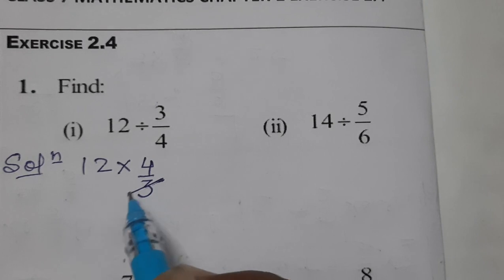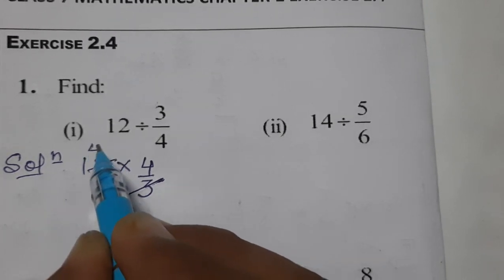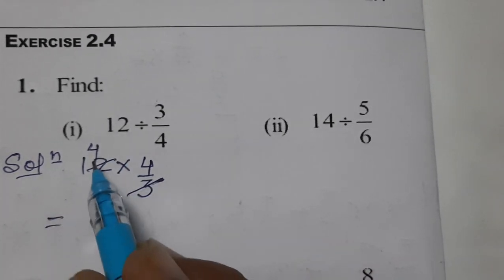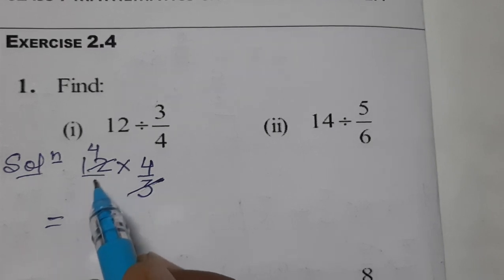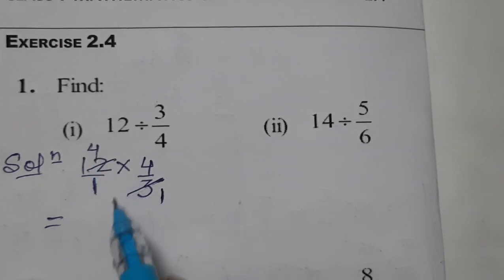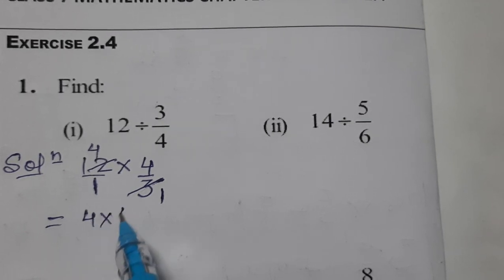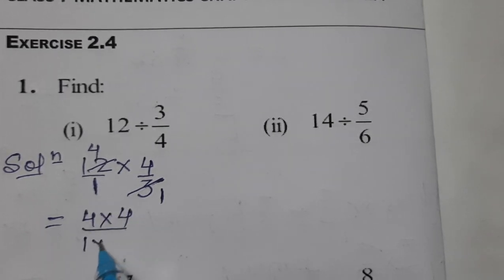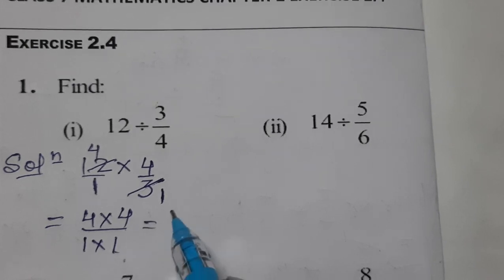Now 3 fours are 12, you can cut. Or you can put 1 as the denominator, 3 ones are 3, 4 fours are 16. Now multiply numerator with numerator and denominator with denominator. So what will we get? 4 fours are 16, 1 ones are 1.